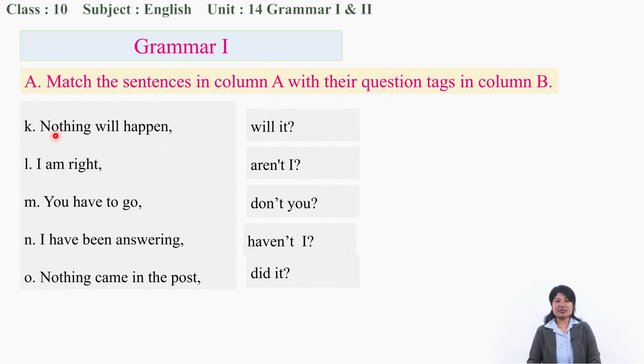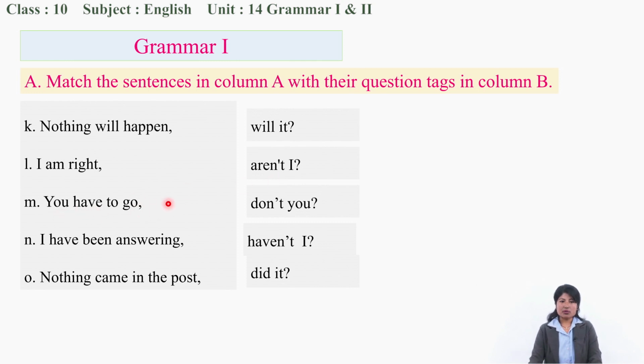Yes, again the same thing. Nothing, the statement started with nothing. That's why will it is there. And what about this L? I am right, aren't I? See, there is a use of am. Why not amn't I then? Do we say amn't I? No, we don't say amn't I. So instead of, if there is use of I am, then we use aren't. Okay, aren't I?